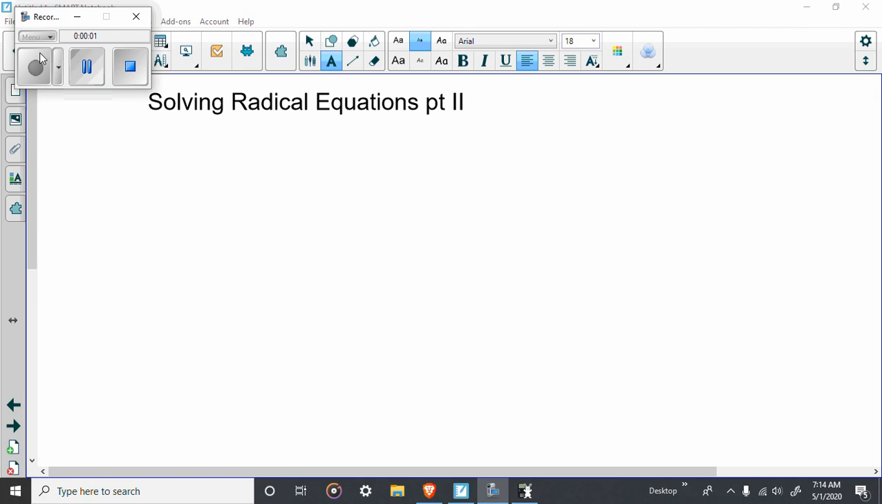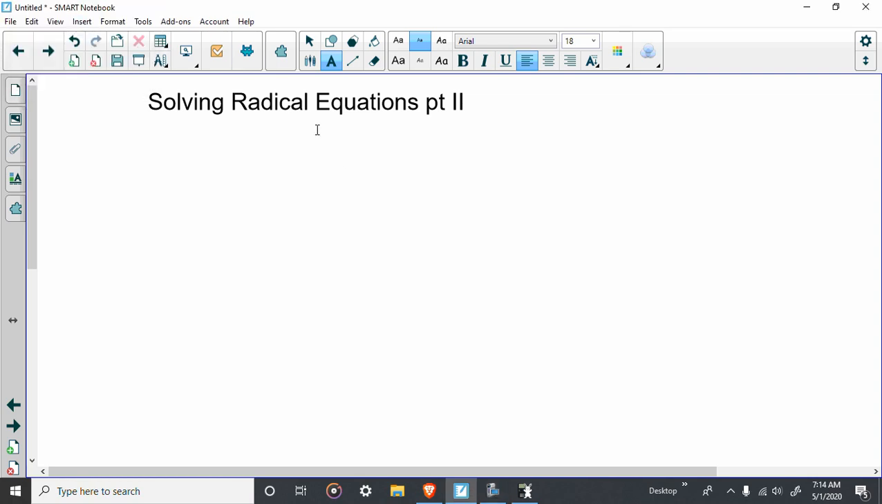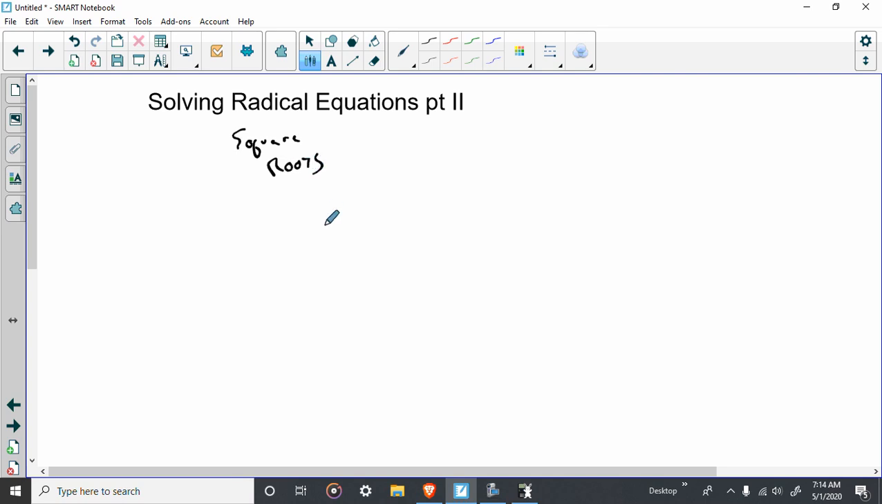Going. Should be a nice quick one today. Just a little bit of an expansion on what we talked about yesterday, and that was solving radical equations. And I'm saying radical, but really we're only talking about square roots. So if you're looking for a video for cube roots or something, sorry. So square roots. Okay. So let's just talk about it real quick.